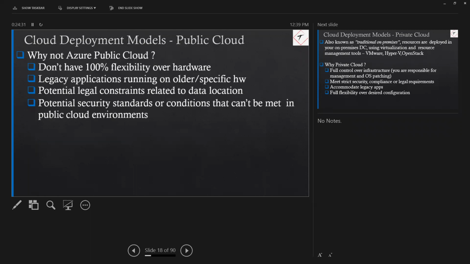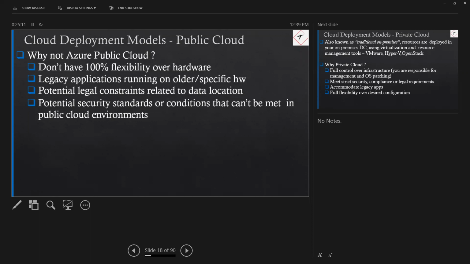In terms of the drawbacks of going to a public cloud, you do not have 100% flexibility over hardware. That means you can say, these are my requirements, and Microsoft will assign the hardware for you, so you don't have 100% flexibility over hardware. So one of the challenges could be that you're running on older or specific hardware, or you have some platforms which require specific hardware which might not be available to you as an option in a public cloud.